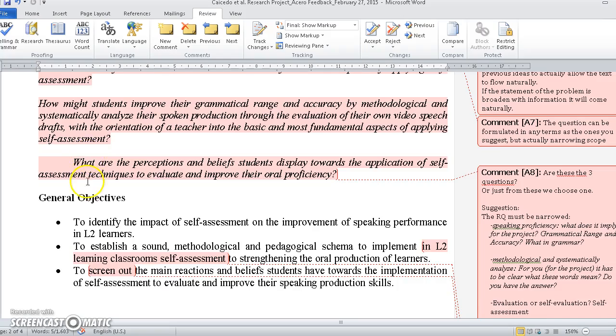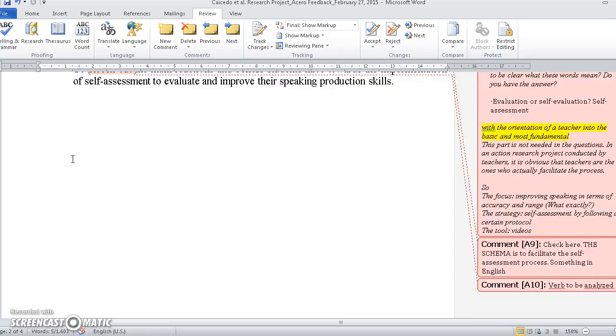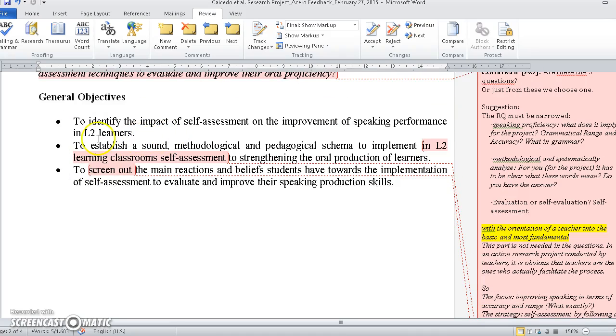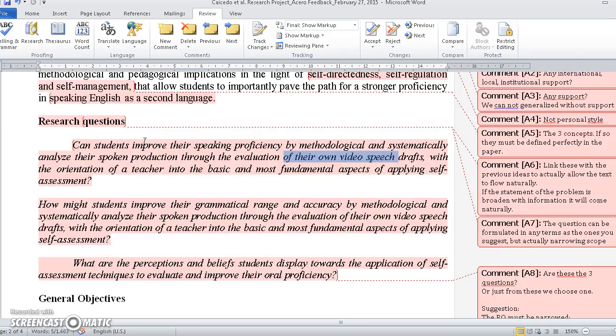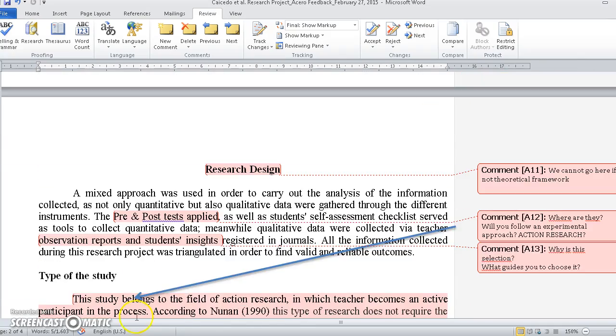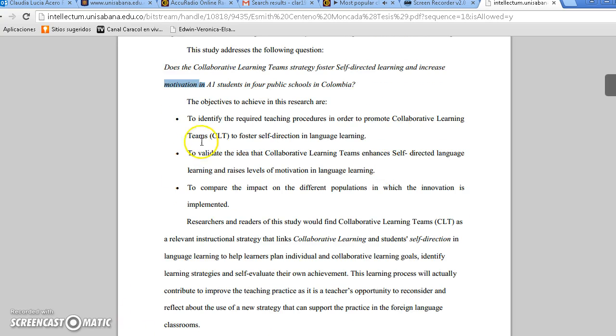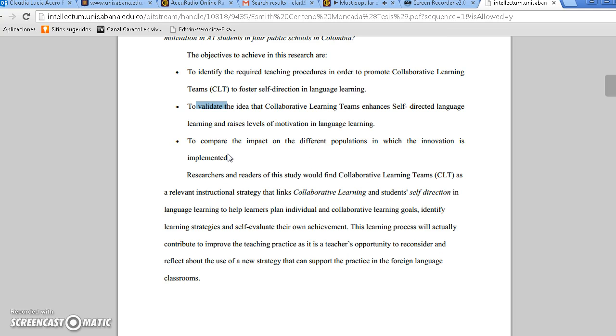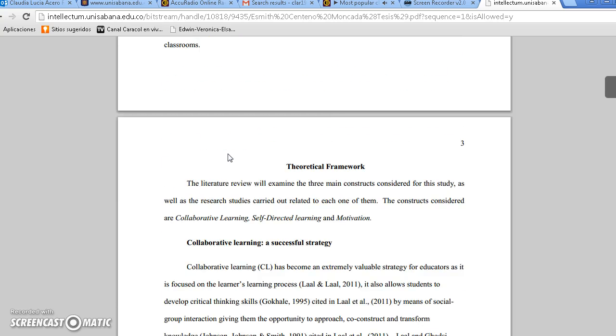Depending on the question, the objectives might vary. The most important thing is that you understand that these objectives have to be really related to what you are stating in the question. Continuing with my paper, let's say that we have to identify, to validate, to compare, because these have to be verbs that collect evidence. We have to think about what we actually want to do, so those are the verbs that will be used in the paper.